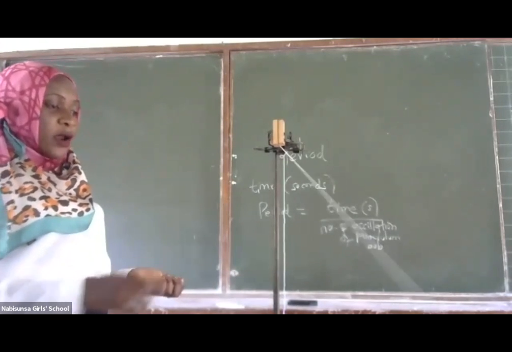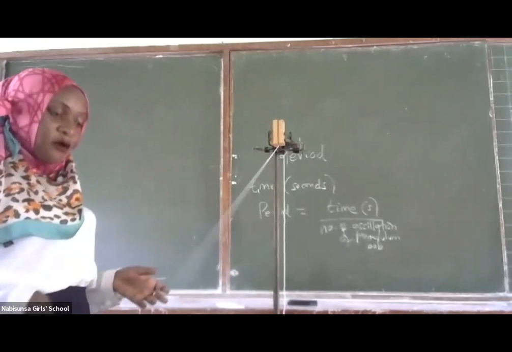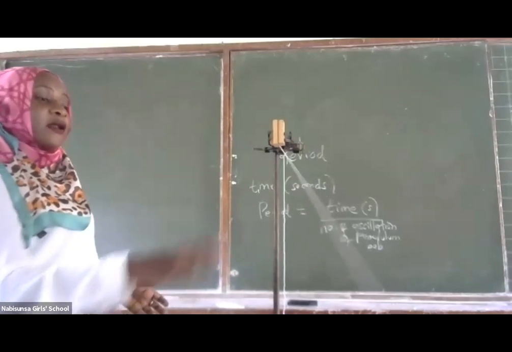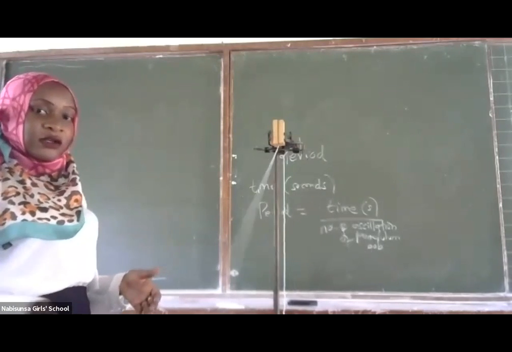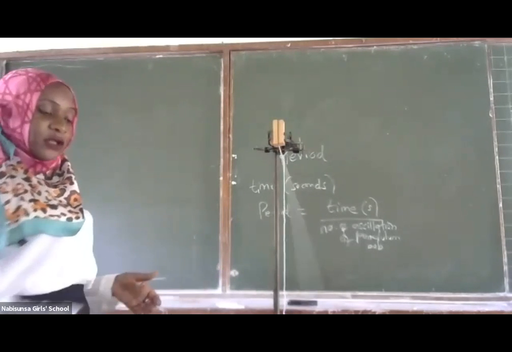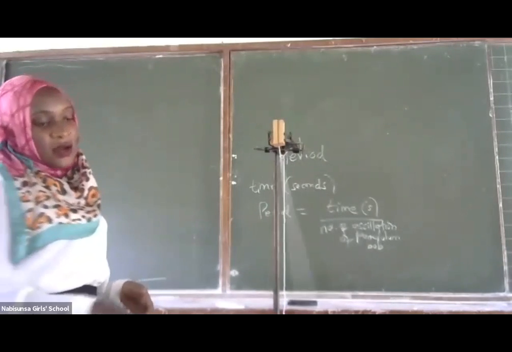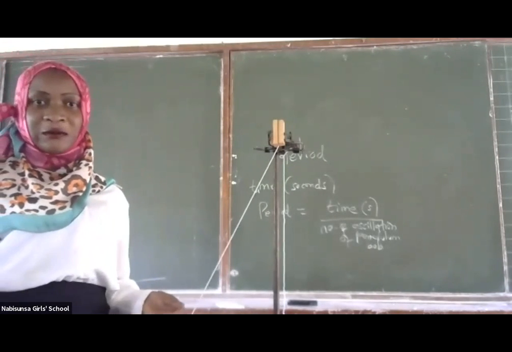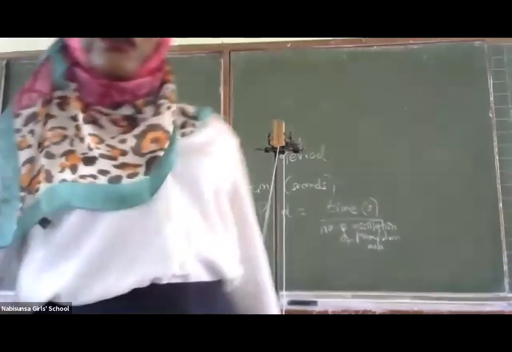Let's see. 1, 2, 3, 4, 5, 6, 7, 8, 9, 10, 12, 13, 14, 16, 17, 18, 19, 20. And the moment I reach my 20 oscillations, I stop it. Okay? I was letting my pendulum swing 20 oscillations.